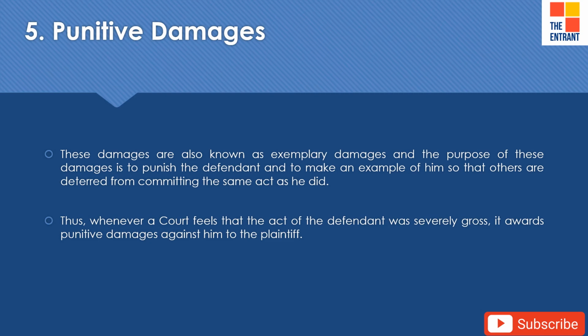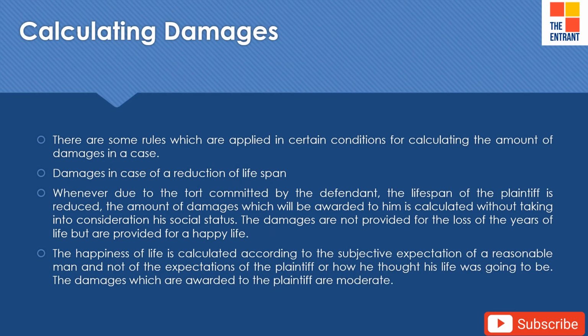Punitive damages. These damages are also known as exemplary damages, and the purpose of these damages is to punish the defendant and to make an example of him so that others are deterred from committing the same act as he did. Thus, whenever a court feels that the act of the defendant was severely gross, it awards punitive damages against him to the plaintiff.